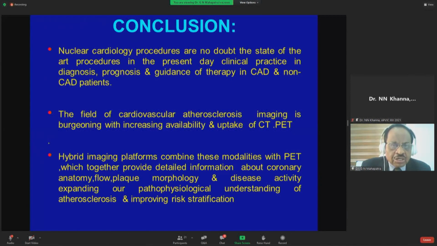so this is more sensitive than the calcium score. Concluding, nuclear cardiology procedures are no doubt the state-of-the-art procedures in present-day clinical practice in diagnosis, prognosis, and guidance of therapy in CAD and non-CAD patients. The field of cardiovascular atherosclerosis imaging is burgeoning with increasing availability and uptake of CT and PET. Hybrid imaging platforms combine these modalities, which together provide detailed information about coronary anatomy, flow, plaque morphology, and disease activity, expanding our pathophysiological understanding of atherosclerosis and improving risk stratification.